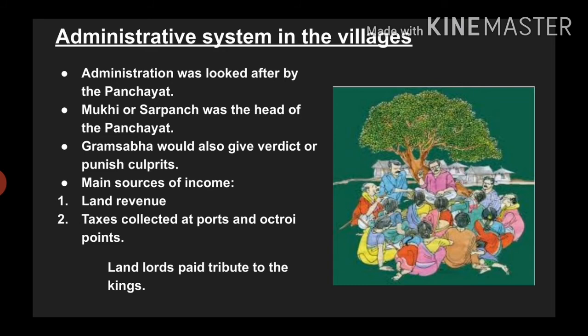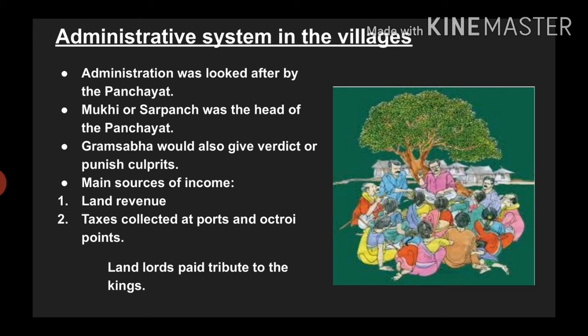Let's see how the administrative system was there in the villages. Village institutions were very important during the medieval period. The panchayat looked after its administration. The head of the panchayat was called Mukhi or Sarpanch, and he was responsible for protecting and delivering justice to the villagers. His words were the final words. Still, in many cases, the Gram Sabha would also give verdict and punish culprits. Even today, at the village level, the Gram Panchayat or the elders of the Panchayat provide guidelines to the people.